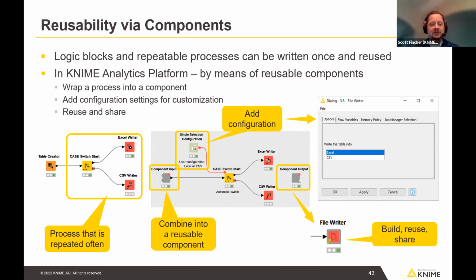So we can put this functionality inside a component, which you see in the middle, add a configuration node to generate a flow variable to determine what's going to happen. And what this is going to look like for the end user is they're going to see just a file writer component, which to them just looks like a special custom node, right? It even has a dialog that when they click on it, they're going to be able to pick what they want, write the table into Excel or CSV. Share this component on your KNIME server. That way, whenever somebody needs to do this, it's already done, right? It's a node that's already been built, and you saved everybody a lot of time for this reusable, repeatable process.